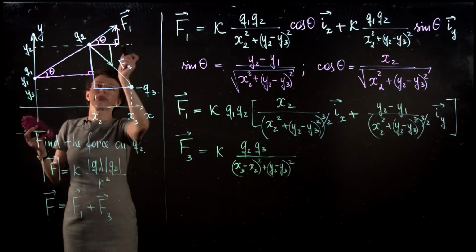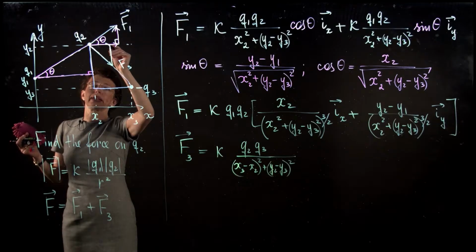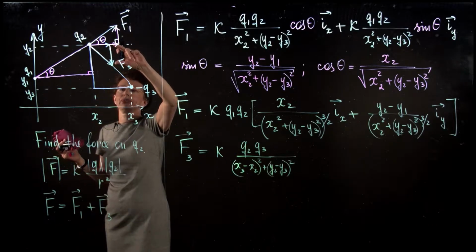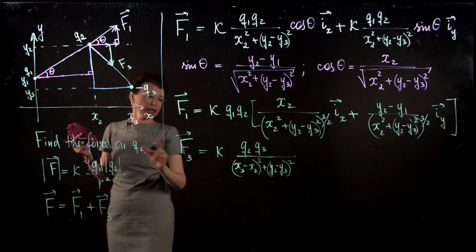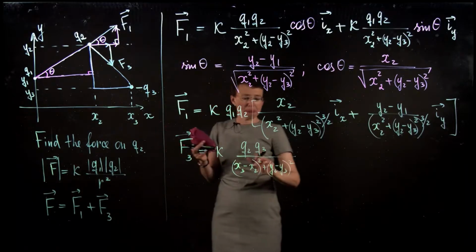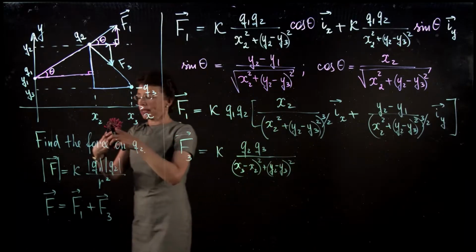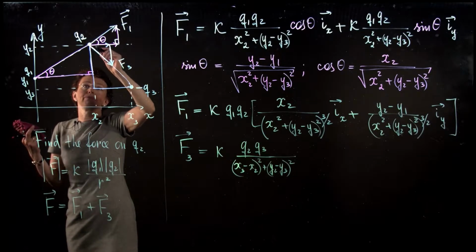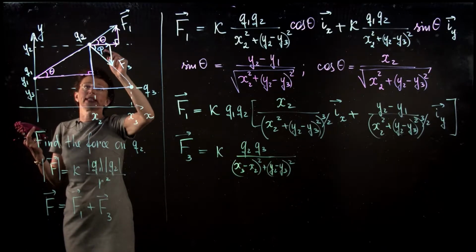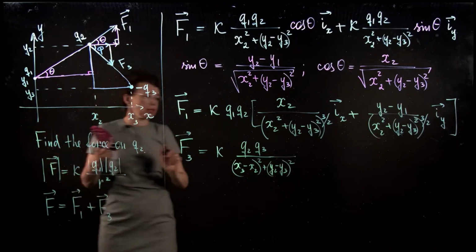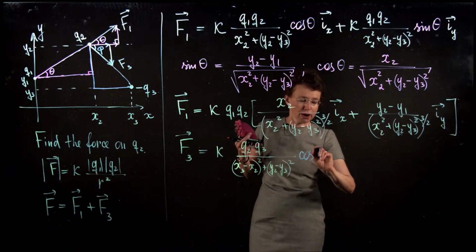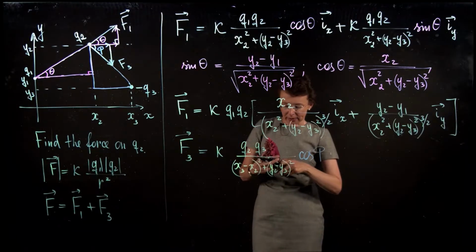I take blue. This will be F3x, and this will be F3y. We understand that F3y will be negative, but F3x is positive, so I keep plus here. To find the x component, I need to multiply this hypotenuse by cosine, let's say phi. Let's call this angle phi. So for the x component, I write the length of the hypotenuse times cosine phi, and this will be ix.